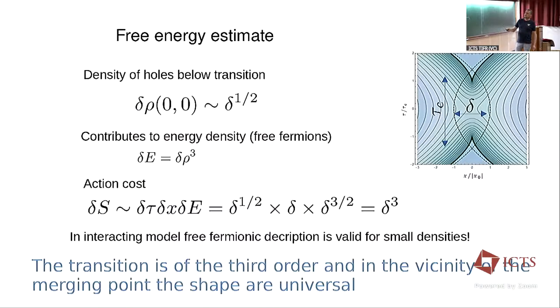This is the area times delta^(3/2). This is rho to the power 3 gives you delta^3. So now we claim that this transition can be observed not only in this non-interacting problem, but will be observed with the same critical exponent also in an interacting problem. Imagine doing the same for the XXZ chain.